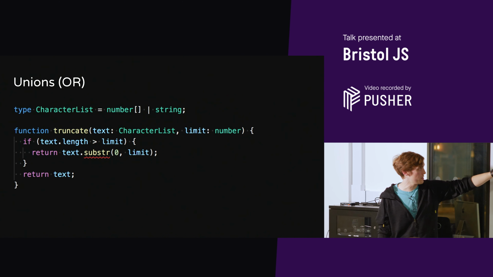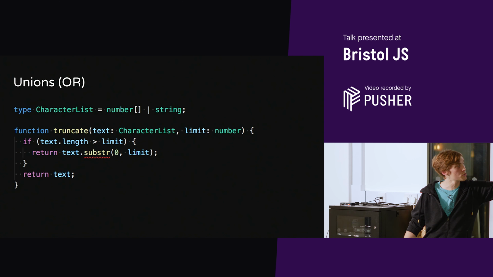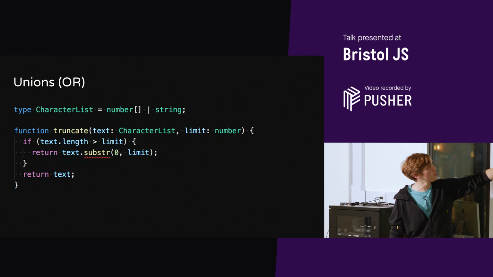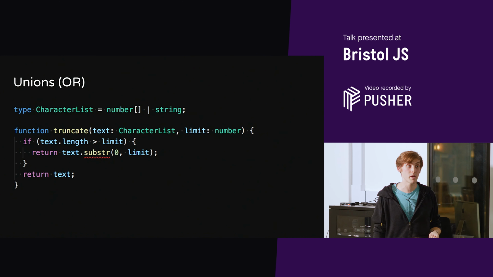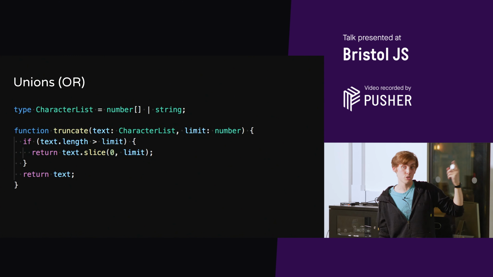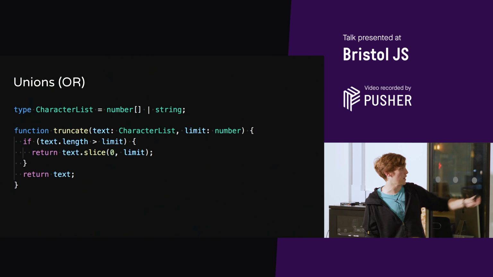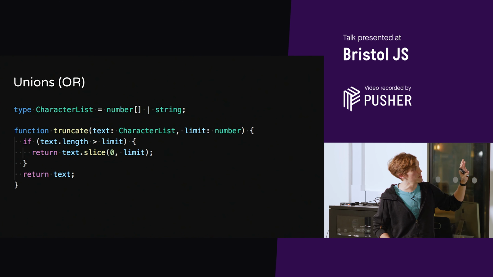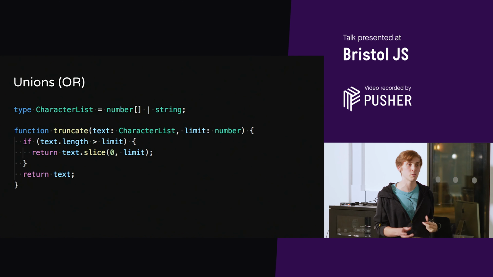And you can see that TypeScript, in my editor, is already showing me an error here, because it knows that string has the method substr, but an array of numbers doesn't have that method. So this isn't good right now. So we can change that to slice, because we know that arrays and strings have both got the slice method, so now it's all good. But there's a bit more of a problem. If we want to do this, we need to be able to discriminate between the two types.